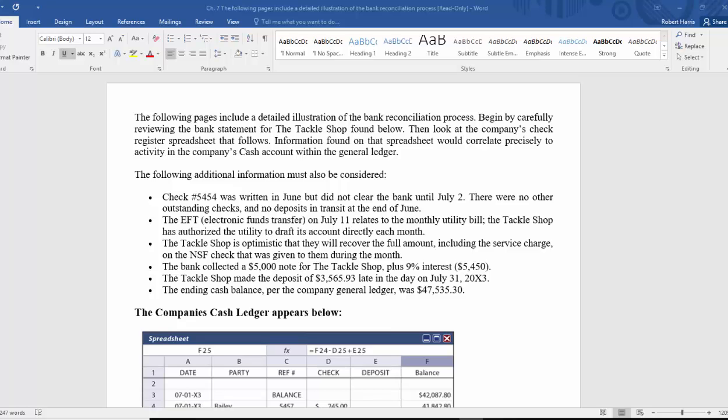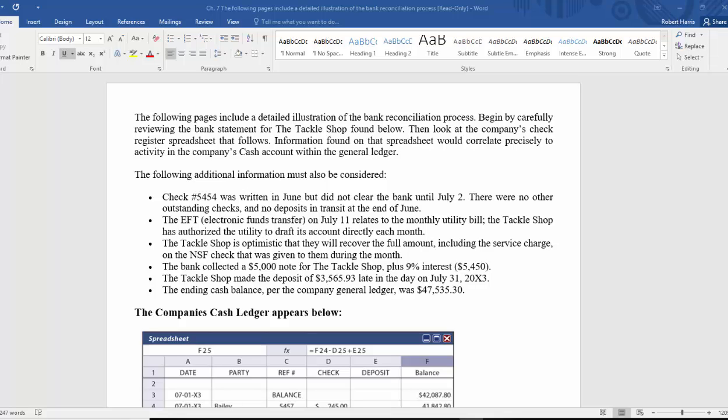Hey guys, I'm making you all this video because the book doesn't give you the best explanation and doesn't really show you how to complete a proper bank reconciliation, in my opinion at least. And so there's a lot more that goes into it.